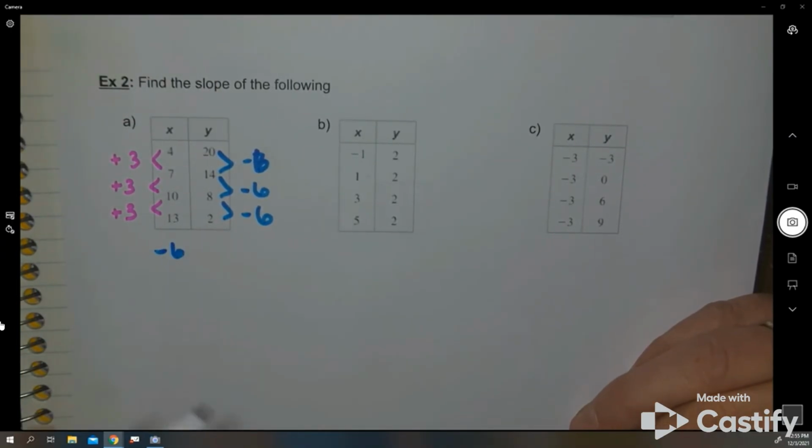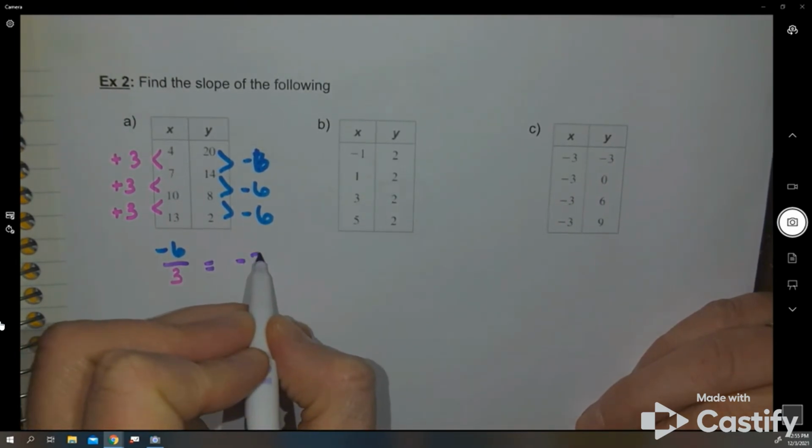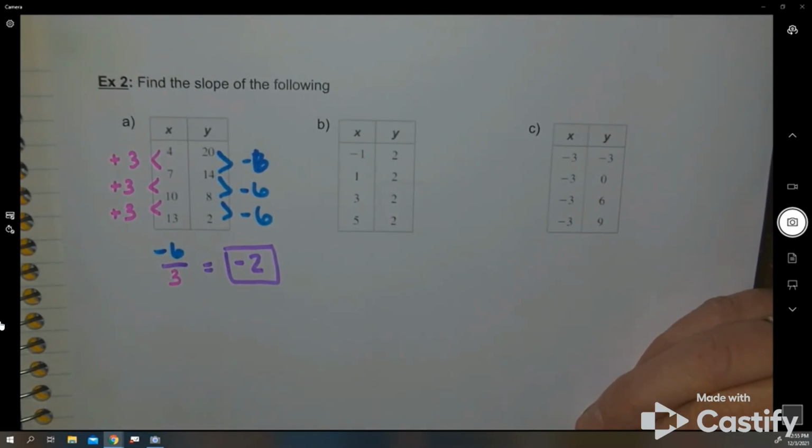So I have negative 6 over positive 3. Well, negative 6 divided by positive 3 equals negative 2. So my slope for that one is negative 2.